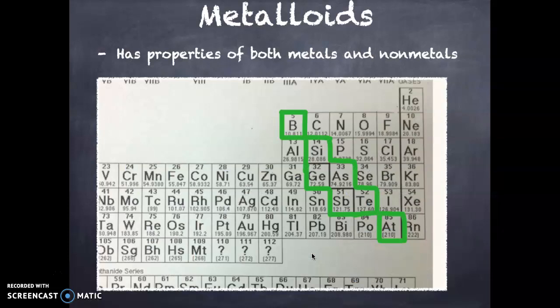There is one other small section, which are called metalloids. It's this little zigzaggy section here. These are elements that have properties of both metals and nonmetals. Silicon, for example, is a metalloid, so it's easy to work with like a nonmetal. However, it's a really good conductor like a metal. So they're kind of these little in-between elements that we have here on the periodic table.